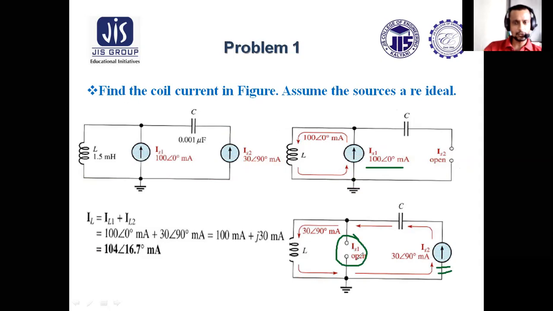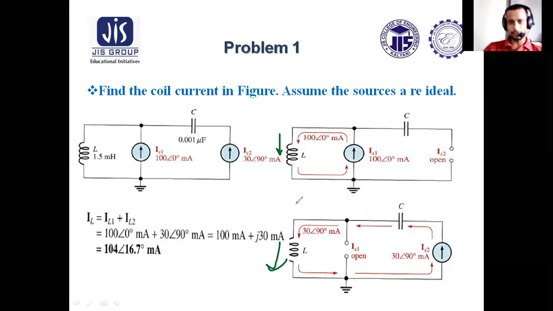as it is a current source. So now the current will come through this path. Through this other path, as it is open, no current can flow. So the entire current will be flowing through this. So now through L, 30 angle 90 milliampere current will be flowing. Now see, through L, for the first case, current is flowing in the downward direction. For the second case, current is flowing in the same direction. So these two currents will be added.